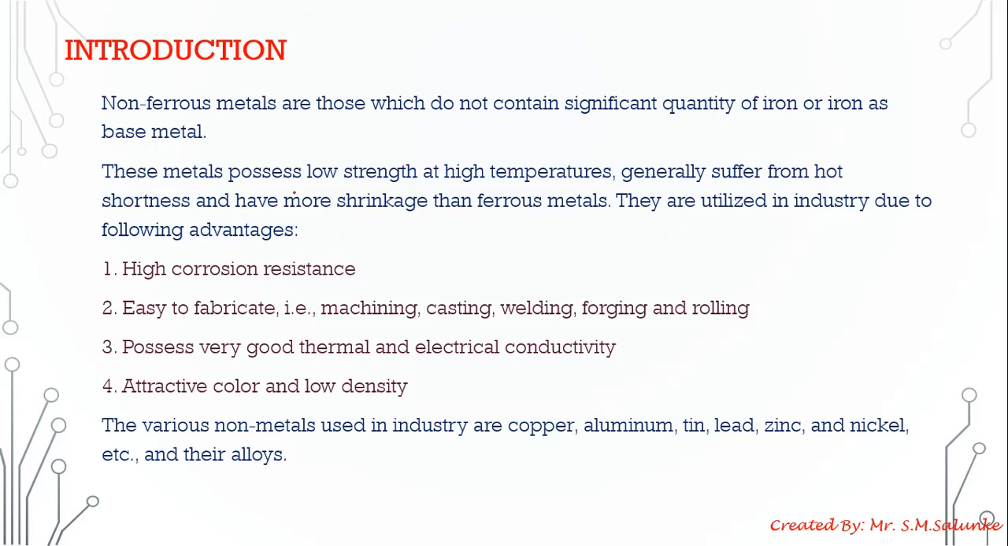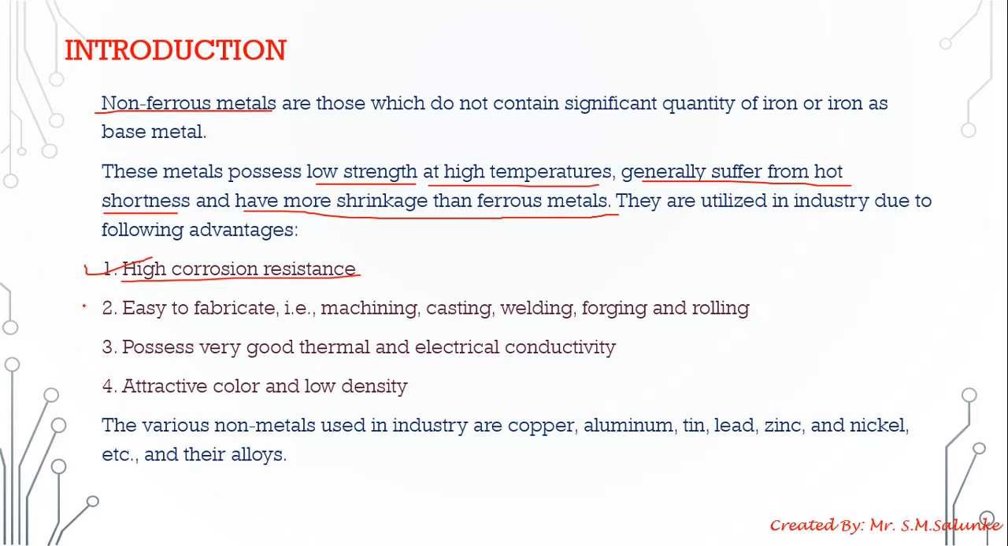These metals possess low strength at high temperatures, generally suffer from hot shortness, and have more shrinkage than ferrous metals. They are utilized in industry due to the following advantages. So let's look at what are the advantages of non-ferrous metals. First is high corrosion resistance. So this is a very important advantage of non-ferrous metals, because in case of iron alloys, that is steel, cast iron, etc., we have seen that only stainless steel has a very good corrosion resistance, but in case of non-ferrous metals, most of the non-ferrous metals have high corrosion resistance.